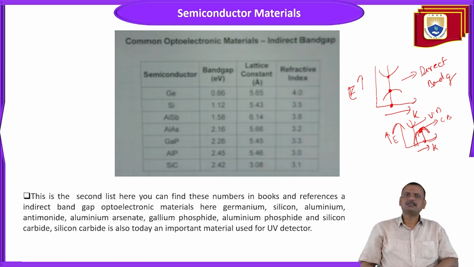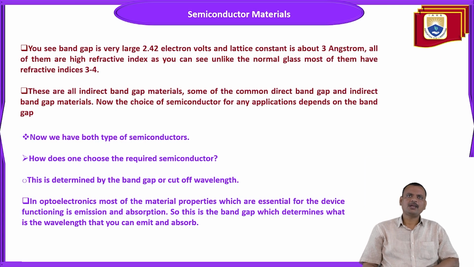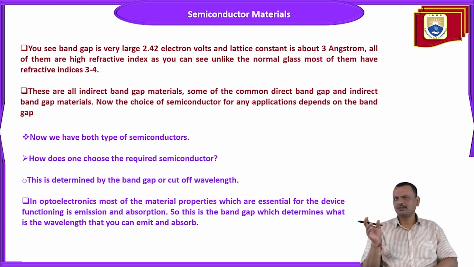Okay, so these indirect band gap materials will be very important for UV detectors, ultraviolet detectors. Nowadays, silicon carbide is a very important material for UV detectors. So based on what type of requirement you have, you can choose your semiconducting material for optoelectronic application.